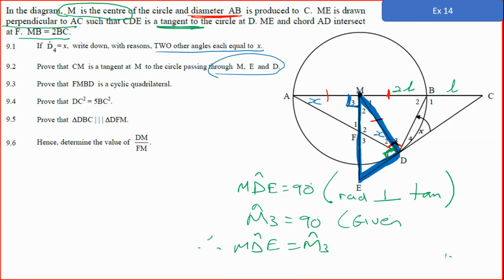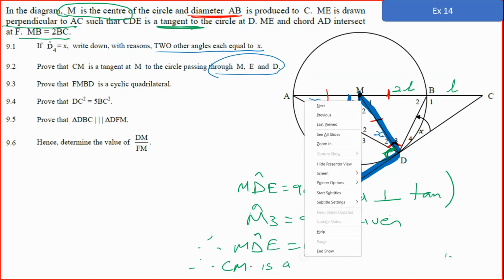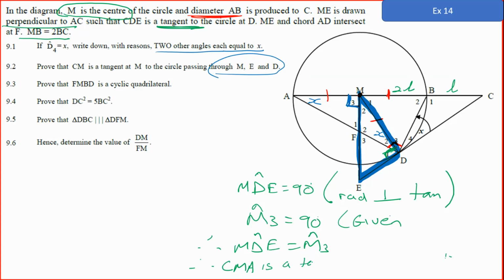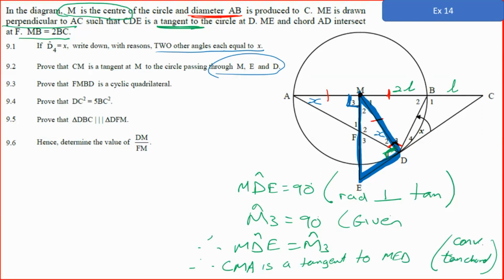Now, if M3 is equal to MDE, we have the converse of the tan chord theorem here. You with me? Therefore, we can conclude that CMA is a tangent to the circle passing through M, E, D. And what is your reason? Tan chord, but you're using the reverse, so you put the word converse on the top. Are you all happy with that? Yes, sir.